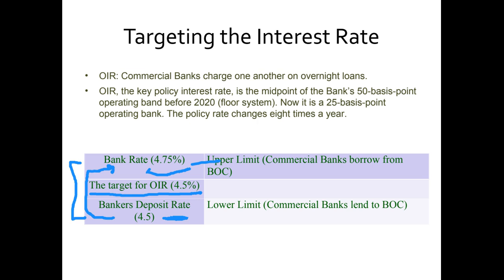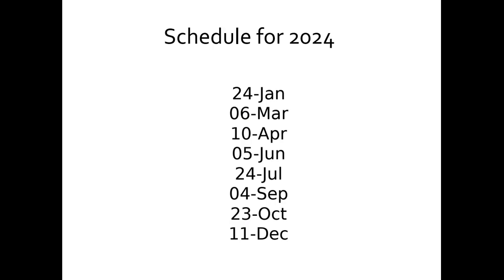Now, these are the 8 times in a year: 24 Jan, 6 March, 10 April, 5th June, 24, 4, 23rd, and 11. On these 8 pre-specified dates, the Bank of Canada announces its policy rate decision. They might say that they are going to increase the policy rate, or decrease the policy rate. They might also say there's no change in the policy rate, that is the overnight interest rate.